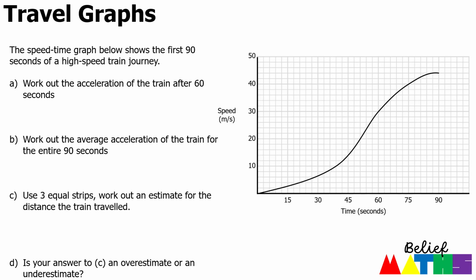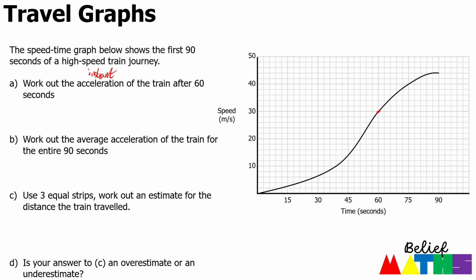Now the second question is a speed time graph rather than a distance time graph, and the other difference is that it's a curve rather than a straight line. So this first one asks us to work out the acceleration of the train after 60 seconds. So when it gives us a specific time, rather than an average like you see in question B, when it asks for that after 60 seconds, that's what we call the instantaneous acceleration. So we need to find 60 and we need to use the tangent.